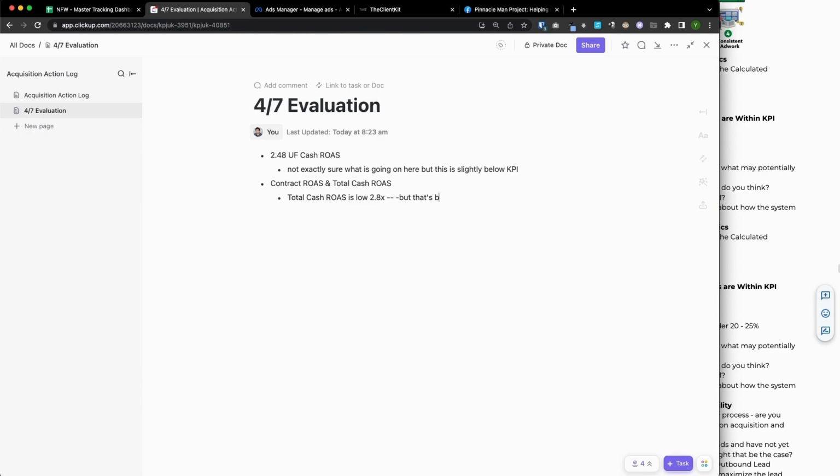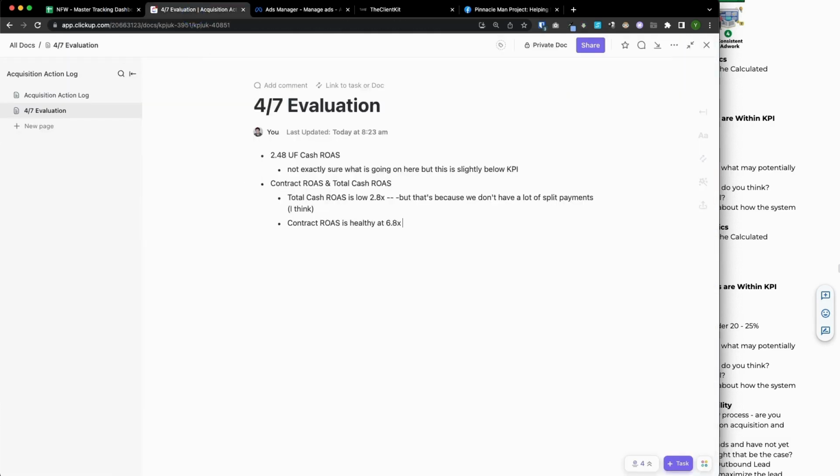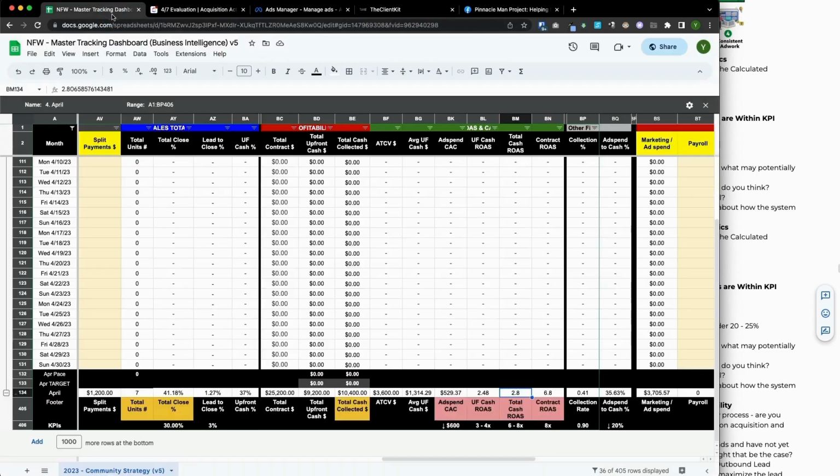But that's because we don't have a lot of split payments, I think, right? So I'll put I think over here, and then contract ROAS is healthy at 6.8, I believe it was 6.8. Yep, that's correct, 6.8x. And so with enough months, if we collect on all of those contracts, we should be good to get our total cash ROAS up, right? So I'm just taking some notes here so that way everything is properly annotated.